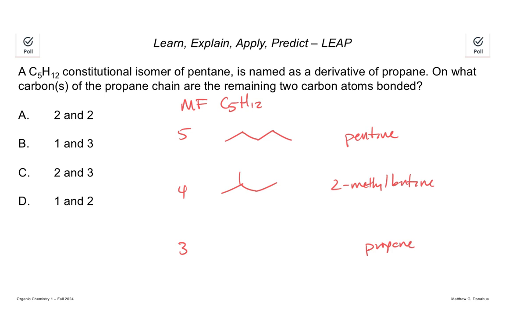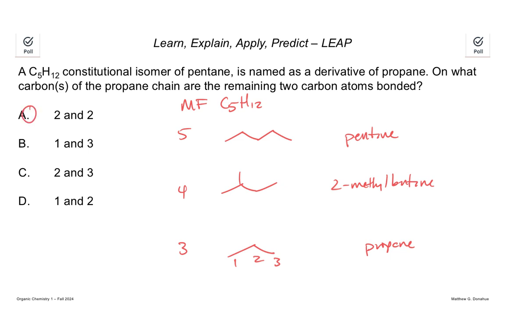So there's one remaining constitutional isomer with C5H12, and it's named as a derivative of propane. Propane is the 3 carbon atom alkane. So 1, 2, 3. So we're showing 3 carbons. We have to add 2 more. And we do not want to make a compound we already made. So where do those 2 carbon atoms have to go? So both on carbon 2.